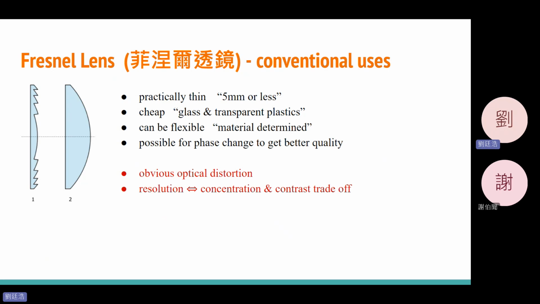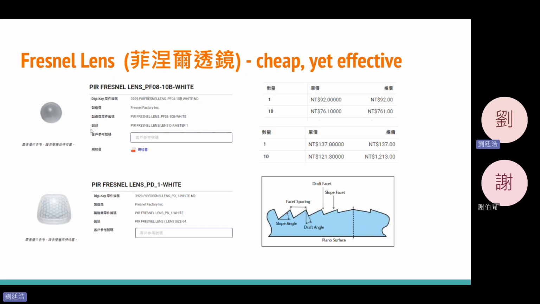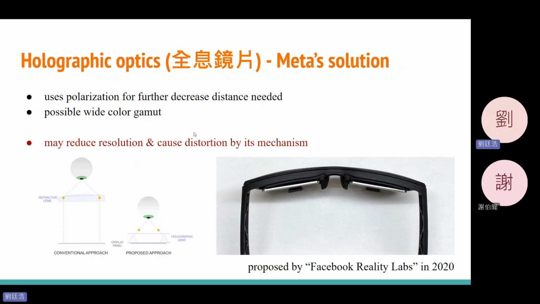And if you use Fresnel lenses, it means that you have to have some kind of trade-off between the resolution and concentration and contrast. So it's not really a good deal, but on your budget, it is a good deal. This is the typical Fresnel lens on the market you can buy, and it is very cheap, even less than $100 NT. And the next solution I'm talking about is the Meta solution proposed in 2020 called holographic optics.